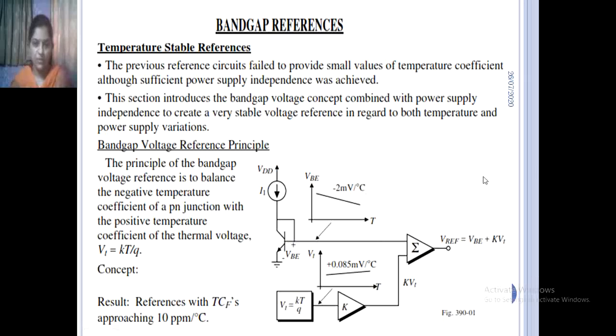In this session we have seen two things: one is voltage references, and the other is bandgap references.